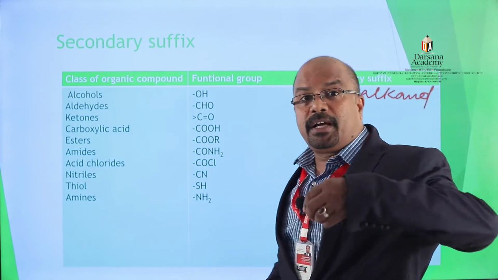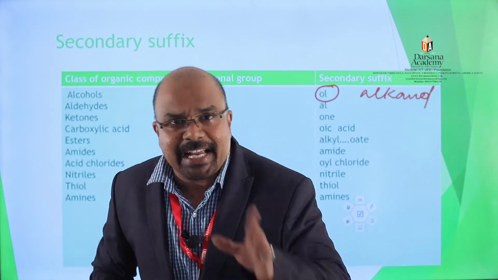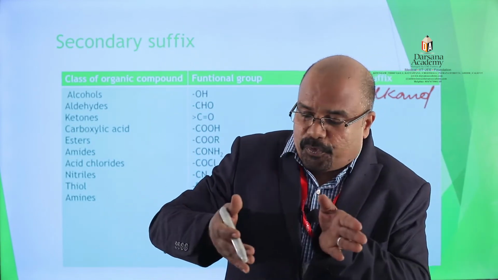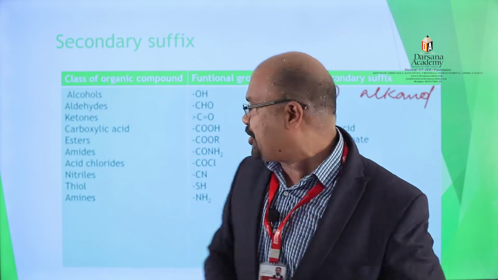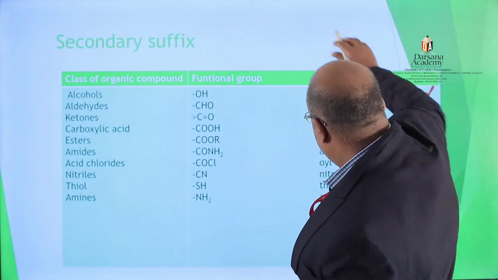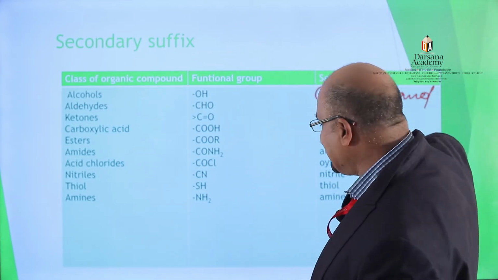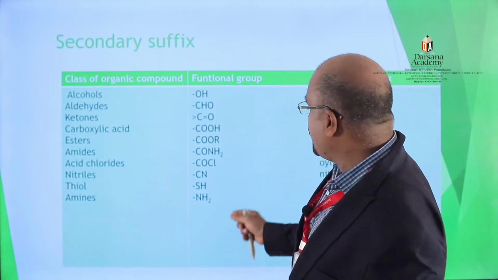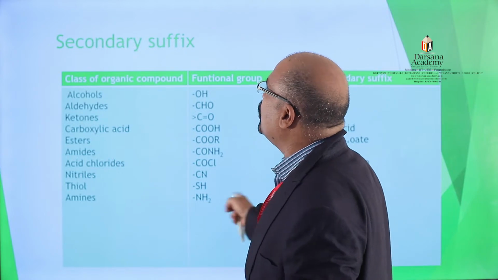The same way ester. Ester has a primary suffix as well as a secondary suffix. The primary suffix is alkyl and the secondary suffix is oate. So the full name is alkyl alkanoate. So simply we can say that the secondary suffix indicates the functional group present in that particular compound.